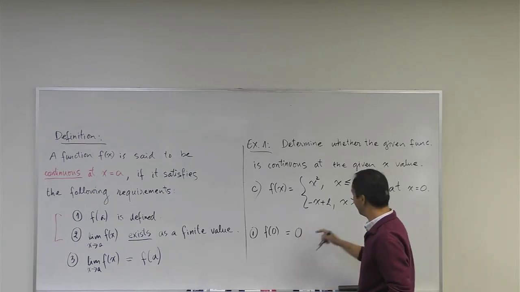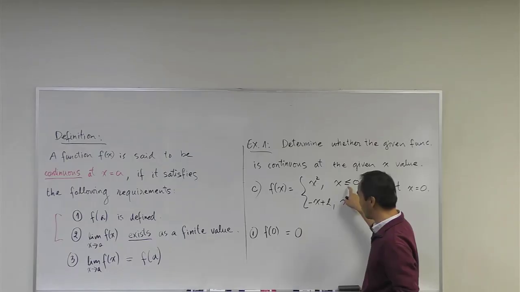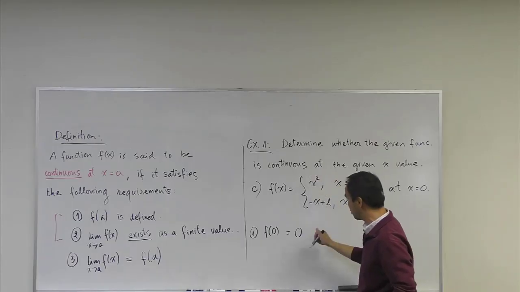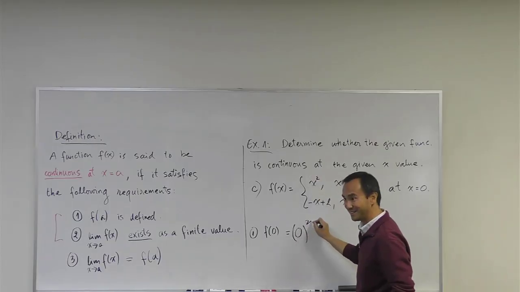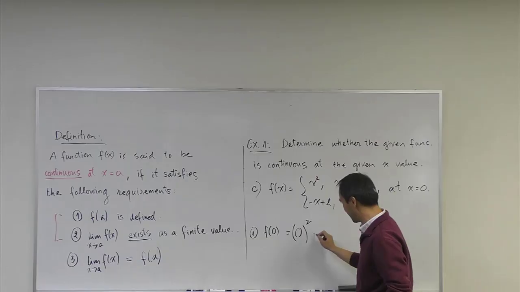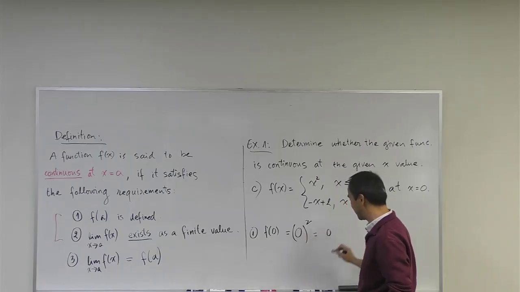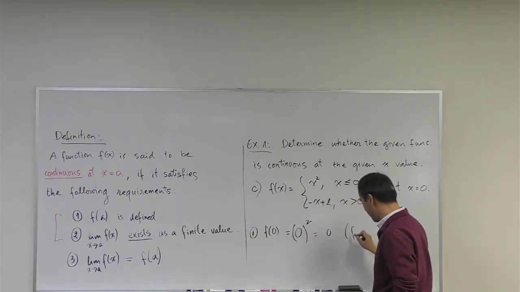f(0), right? Because when x equals 0, the requirement of your function says when x equals 0 or less than 0, we take that piece, right? So 0 squared, see, let's do this, okay? This is the input, 0 squared, that's the function right there, so that comes out 0. So it's defined.